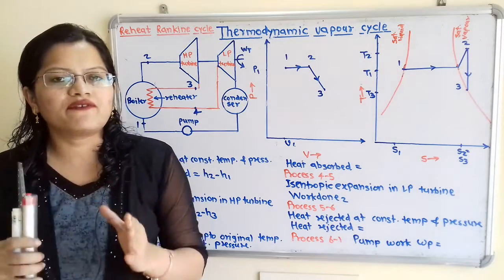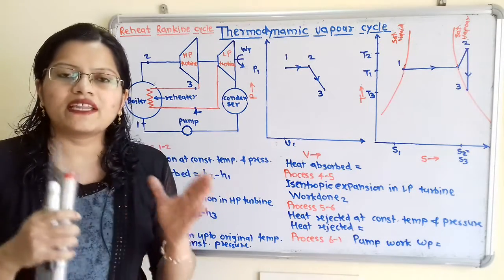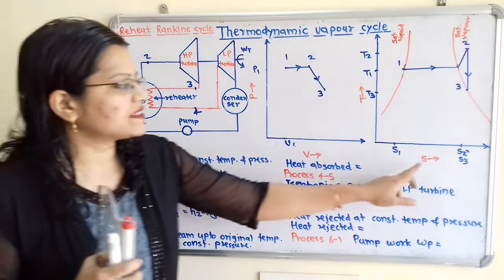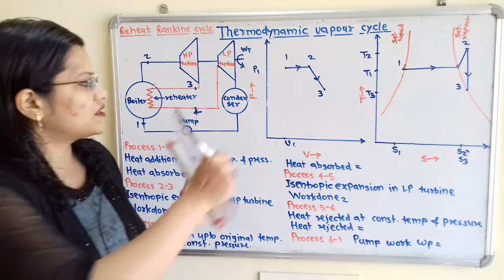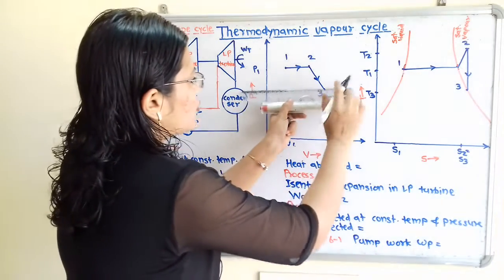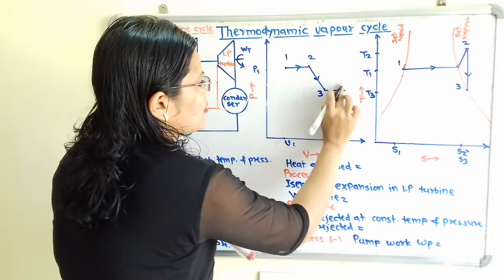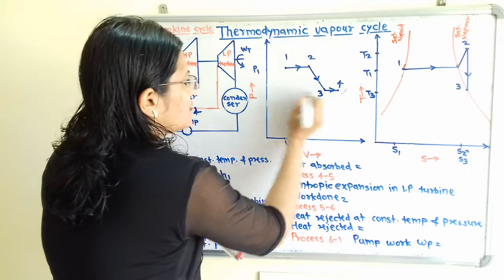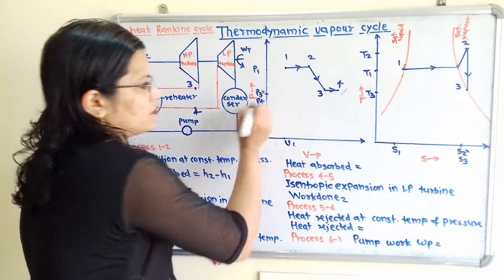So what is the effect of this reheating on other parameters? When heating is there, then the volume is getting increased as well as entropy is also getting increased. So I will show this process. So pressure will remain constant. So P3 is equal to P4. So I will show here point 4. Then we have to indicate here P3 is equal to P4.